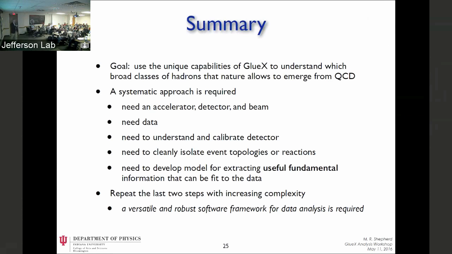And things like this workshop are vital to orienting people, those that care about this and understand this in GlueX, to what their vision is for how this would progress. So, go forth and learn. We're working on it.